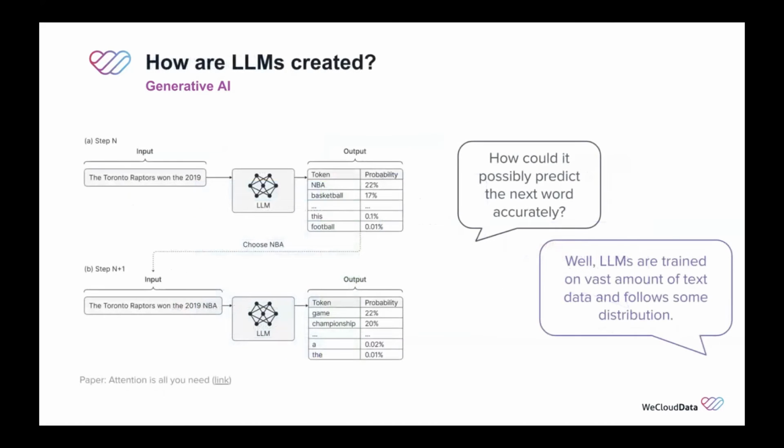You've seen this example previously. For example, the Toronto Raptors won the 2019. If you would like to complete this sentence and predict the next word, you feed that into a large language model, and it will basically predict the next token, right? The next token could be NBA, or "Toronto Raptors won the 2019 basketball" or "football." And then these tokens get rank ordered, and we can pick the highest probability. This is just one approach used to do a completion. OpenAI might try a slightly different approach to do this kind of prediction, but all of these are next token prediction models, basically.